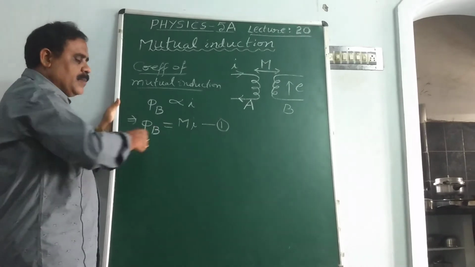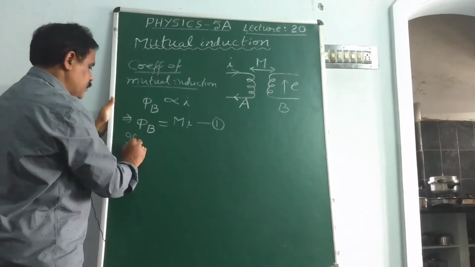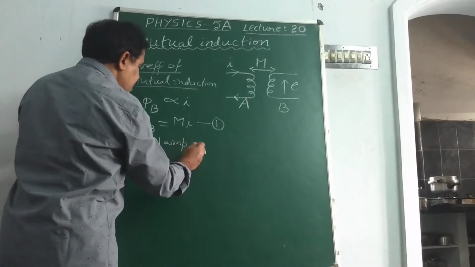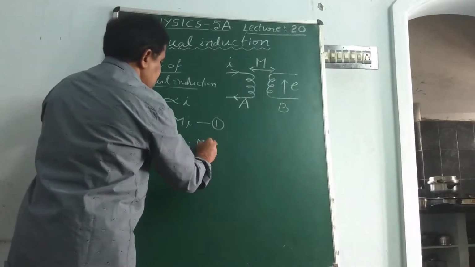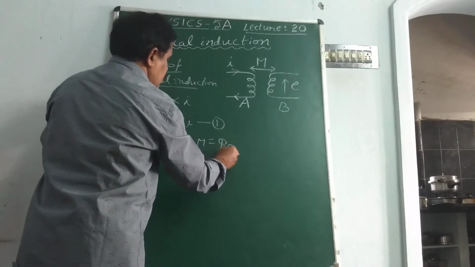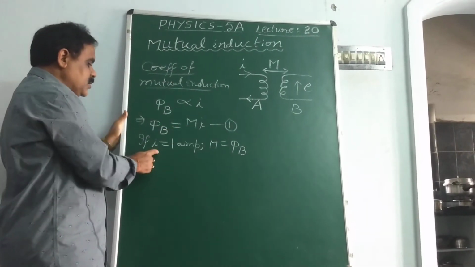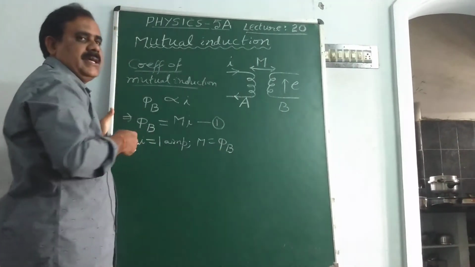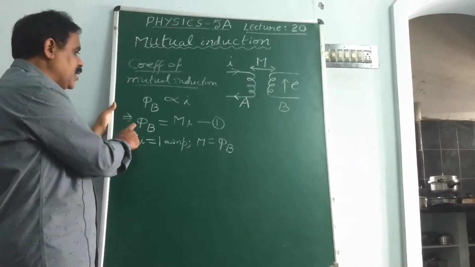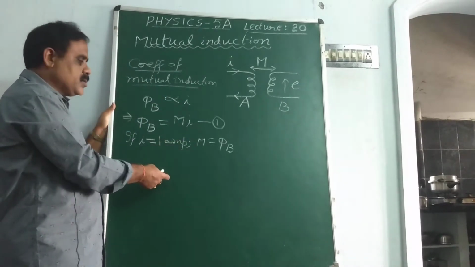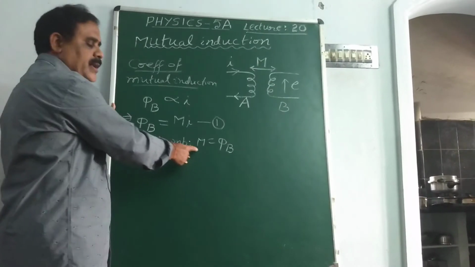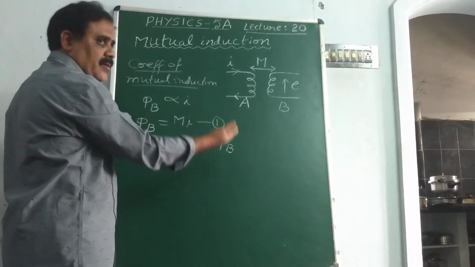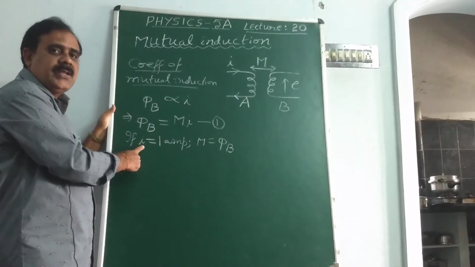So here M can be defined like this. If I is equal to 1 ampere, then M is nothing but phi B. See, if the current in the coil is 1 ampere, then the mutual induction is nothing but flux. So that's why we can define the mutual induction like this. The coefficient of mutual induction can be defined as the flux in one coil when the current in the other coil is 1 ampere.